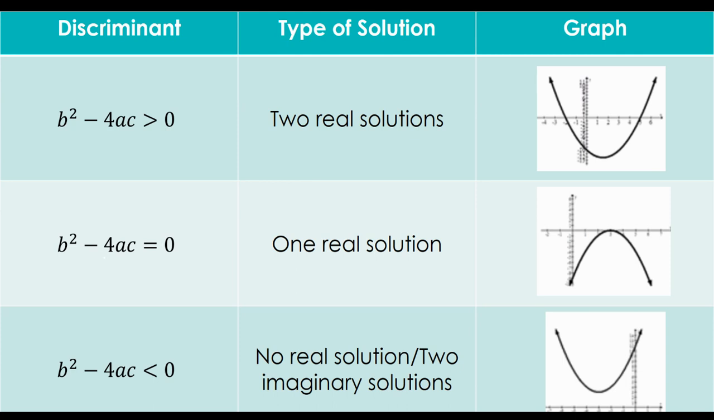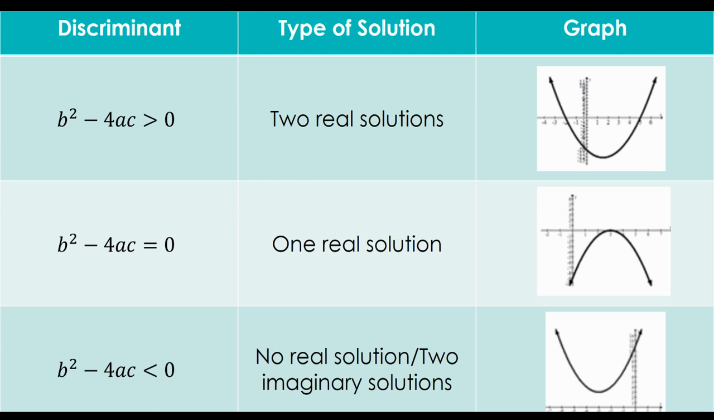If b squared minus 4ac equals 0, that tells me that I have one real solution. Once again, if you look at the picture, notice that the graph is only touching the x-axis at one spot because we only had one real solution. If b squared minus 4ac is less than 0, meaning that we have a negative number, that means that we have no real solution. But what I would like you to describe it as is that it's really two imaginary solutions.